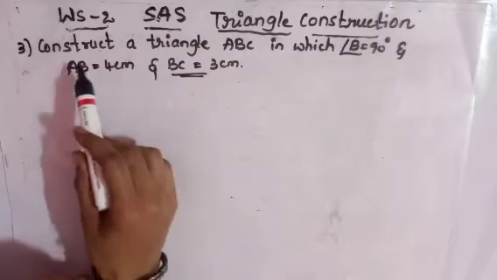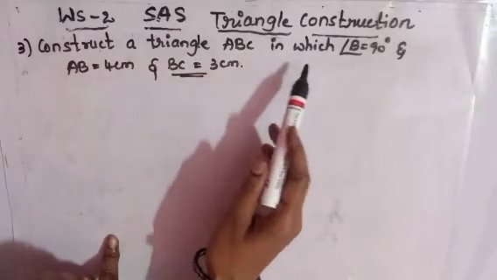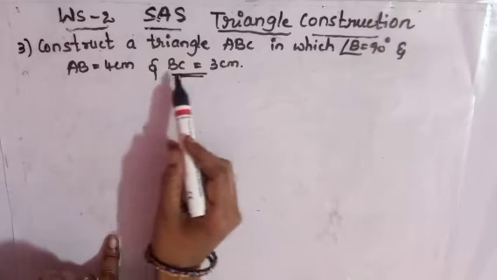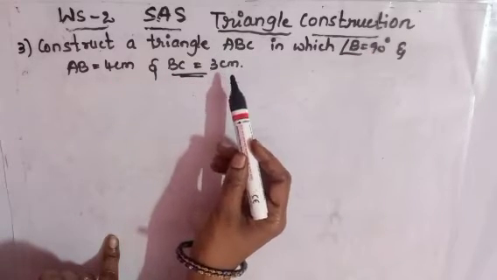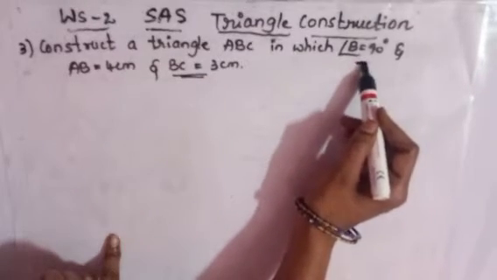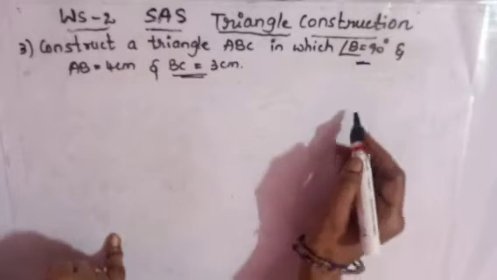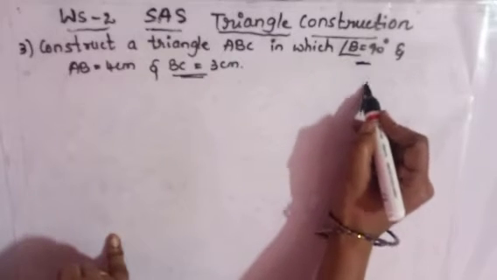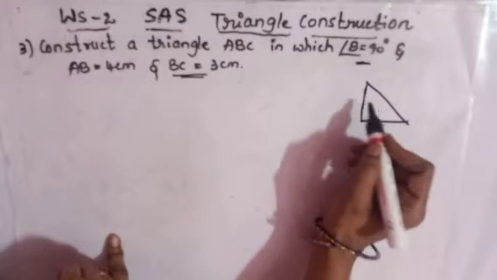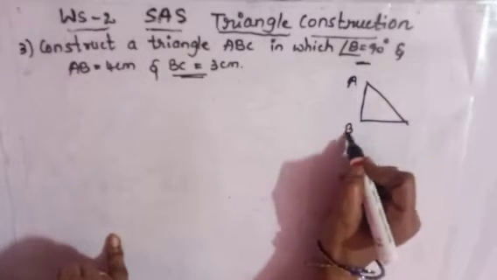Third one, next: construct a triangle ABC in which angle B is 90 degrees, AB is 4 centimeters and BC is 3 centimeters. Angle B is 90 degrees means we have to construct a right angle triangle. So let us draw the rough sketch of the right angle triangle.